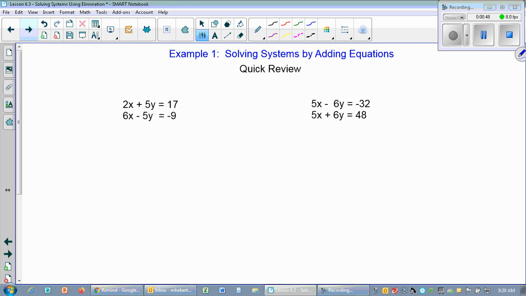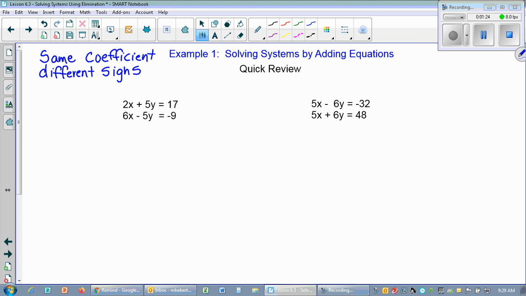The first example that we're going to talk about, solving systems by adding equations, will be a quick review as you have been taught this prior to leaving for the break. So the quick review, in order to add, we're looking for the system to have the same coefficient but different signs.